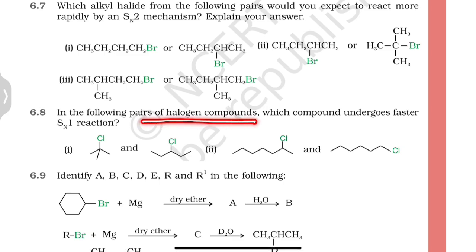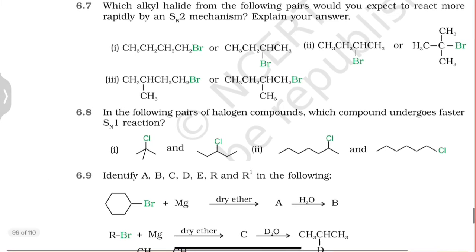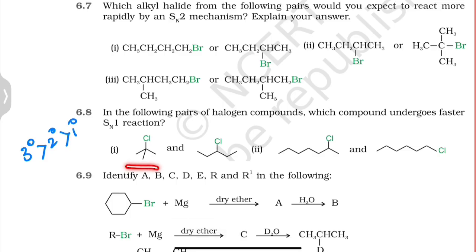Next, in the following pairs of halogen compounds, which compound undergoes faster SN1 reaction? For SN1 reaction, the rate of reaction will be greater for tertiary, then secondary, then primary. So here we will compare these two. Here the halogen is attached to tertiary and here the halogen is attached to secondary. So the rate will be greater in tertiary. And here we will compare halogen attached to secondary with halogen attached to primary. Therefore the rate will be greater in secondary.